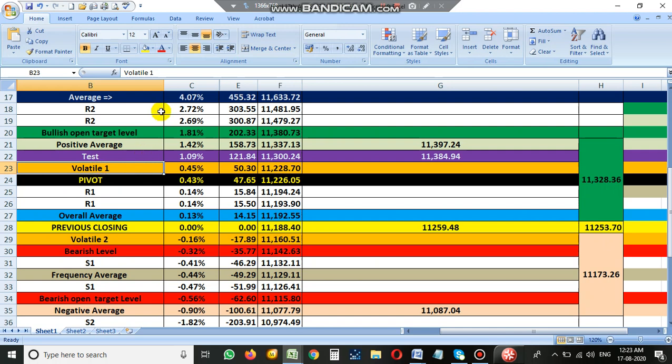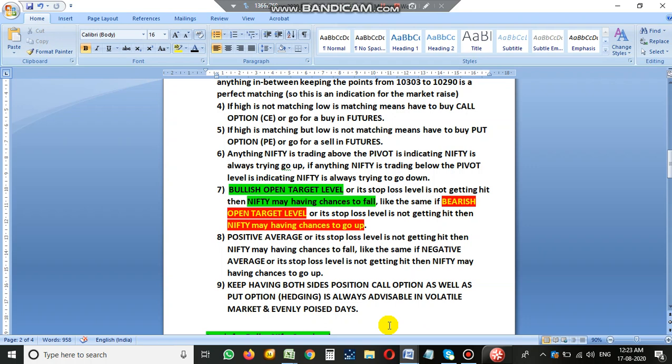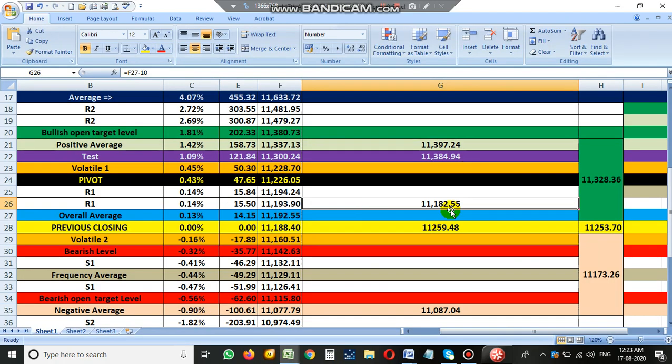For example, if anything opens above this particular volatile level, 11,228.70 and above, if the pre-open is opening there, you keep the stop loss at the overall average stop loss, 11,000 minus 10 points. This is the level where you need to keep the stop loss. So that is the first rule for the bullish. If the pre-opening is above 11,228.70, then you need to keep the stop loss at 11,180.55. So this is the stop loss level.